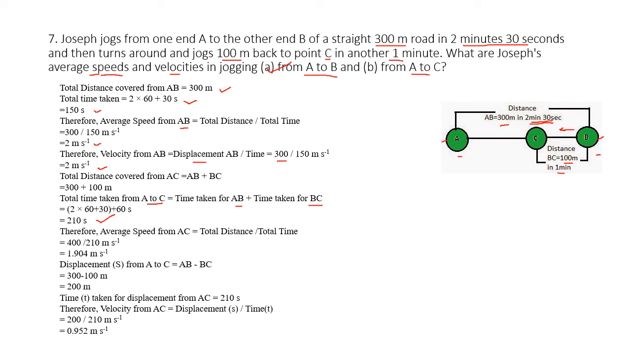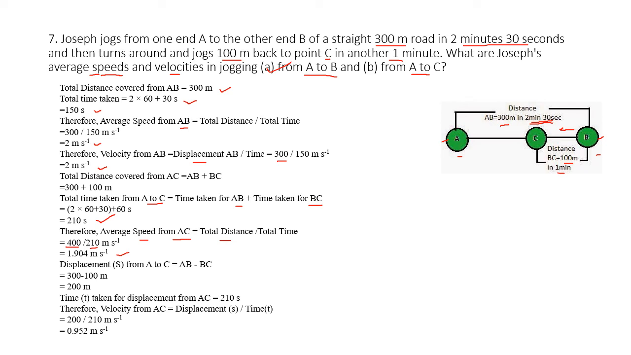And the speed. What is the total distance now? First he covers 300 meters and while returning back he covers 100 meters. So 300 plus 100, 400. This is the distance between A to C. And the total time is 210, we found. Then this is your 1.904 meter per second, the speed between A to C.